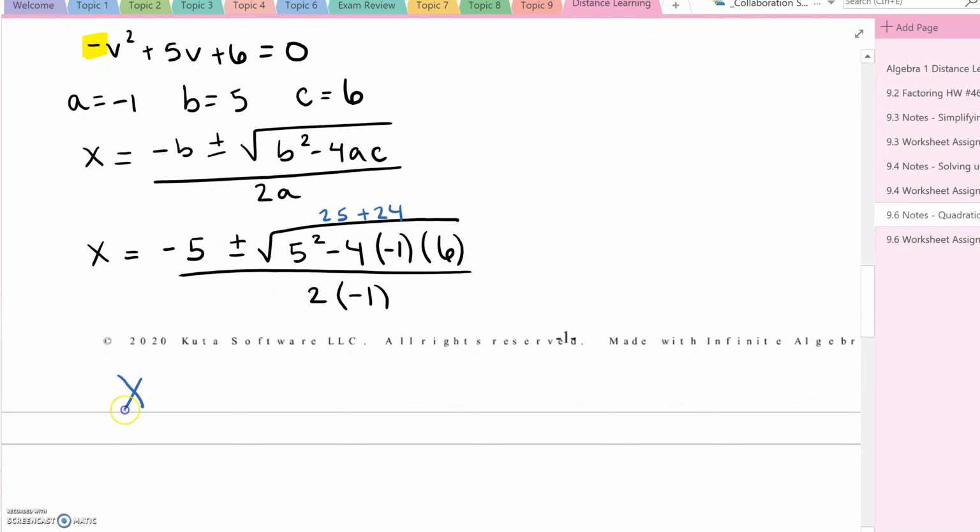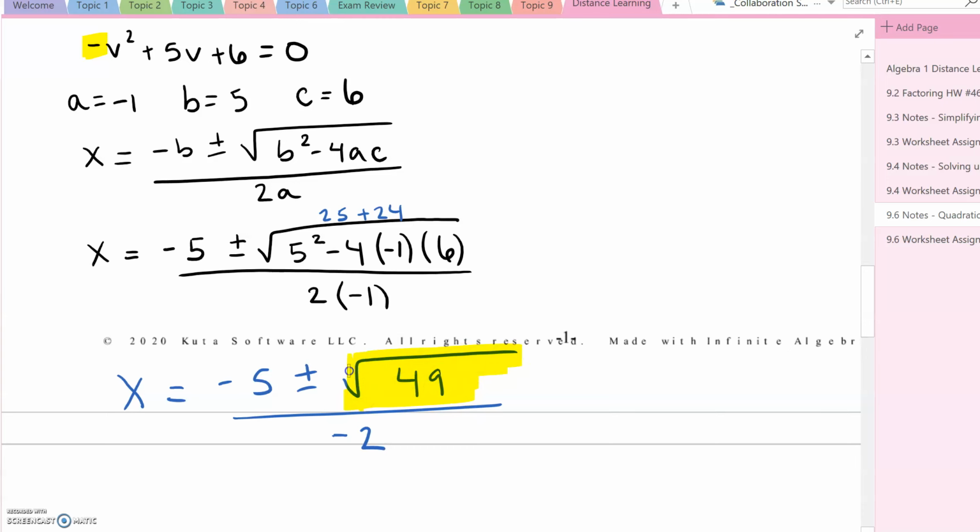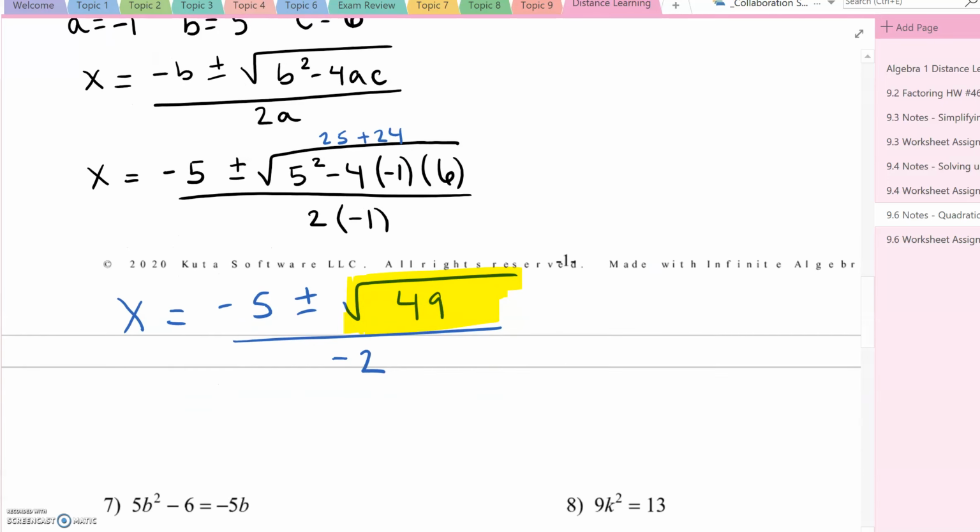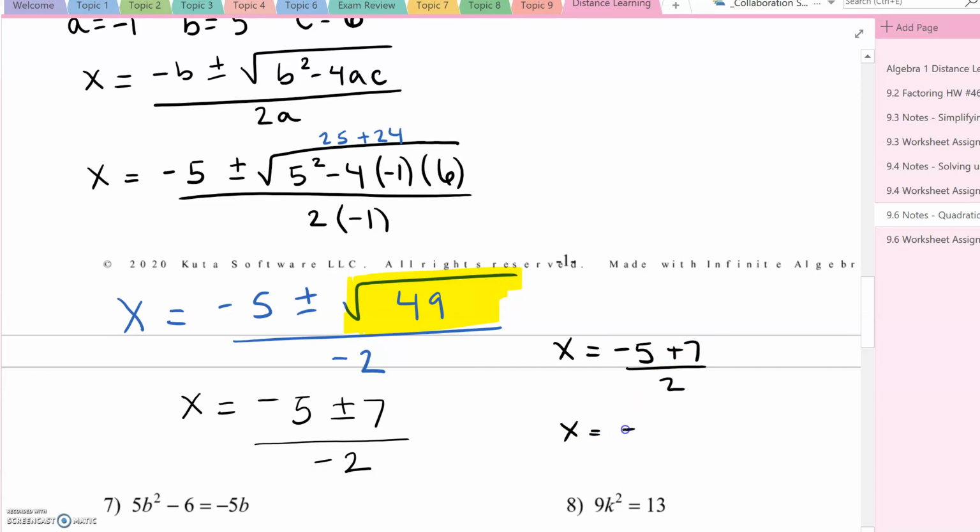So to simplify, we have x equals negative 5 plus or minus the square root of 25 plus 24 is 49. All over 2 times negative 1 is negative 2. What is the square root of 49? That's one of our perfect squares. That's just 7, right? So we have x equals negative 5 plus or minus 7 all over negative 2. So we can break that up into our two answers. X equals negative 5 plus 7 over negative 2, and x equals negative 5 minus 7 over negative 2.